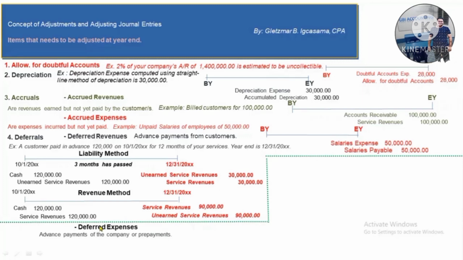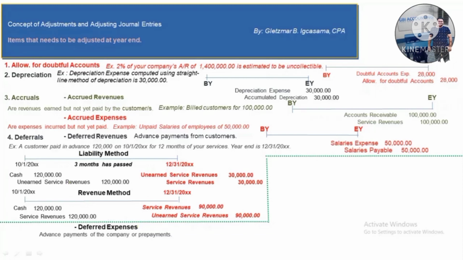So, you need to debit cash and then credit revenues right away, because it is inefficient to record the advance payment as liability or unearned service revenues first, and then after 3 days make another entry for adjustment, right? So that's it for deferred revenues.